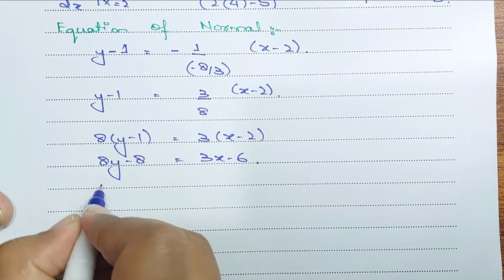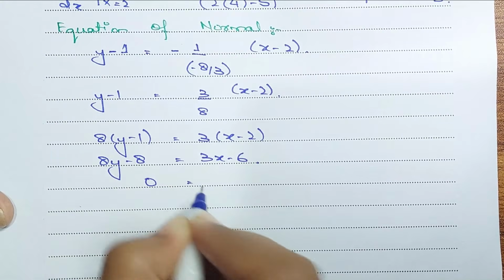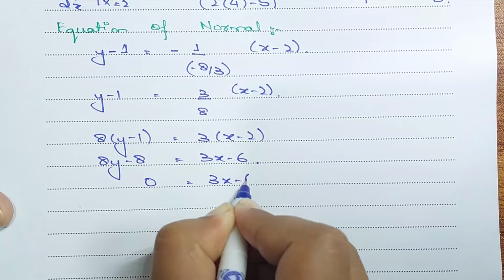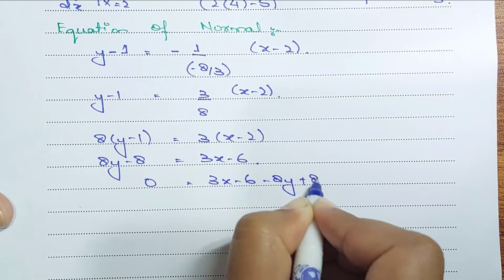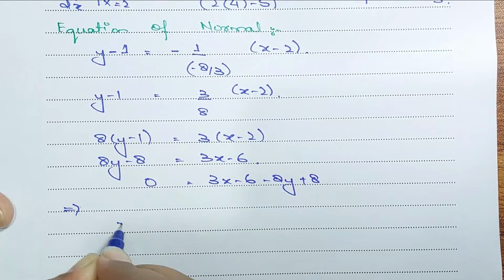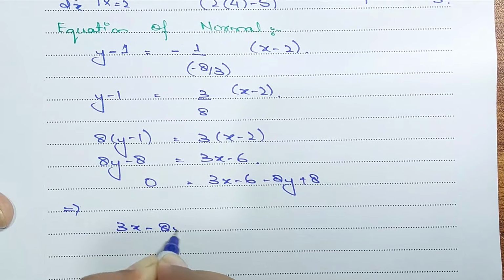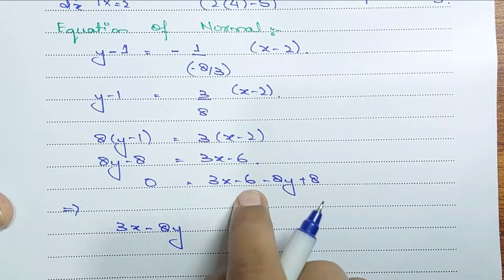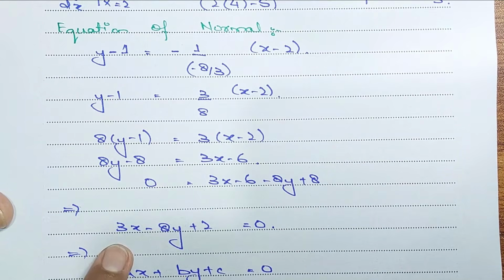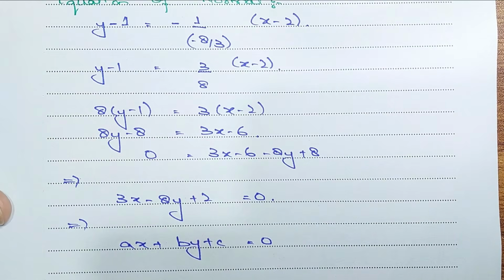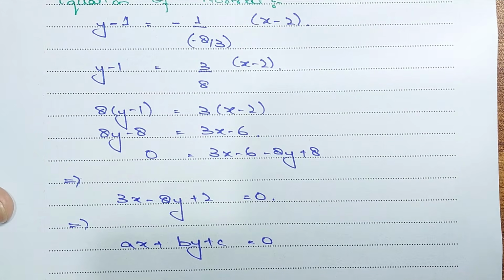Okay, so shifting the terms over here, 0 equals 3x, minus 6 is as it is, shifting these terms, minus 8y and positive 8, right? Or we can say 3x minus 8y, and from 8 take away 6 is positive 2. This is equal to 0. Now this is in the form of ax plus by plus c, where a, b, c are integers, which is 3, negative 8 and positive 2. So this is the equation of the normal.